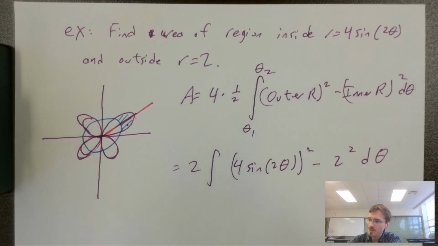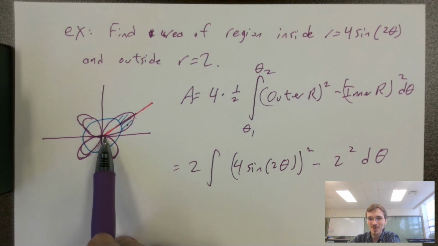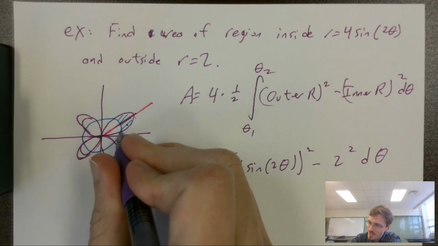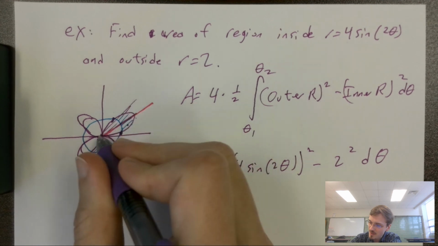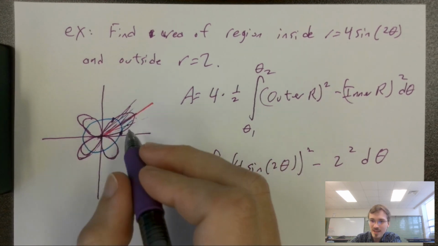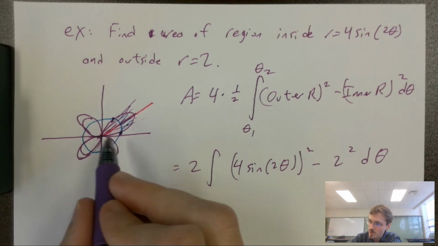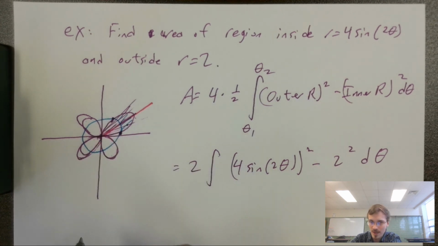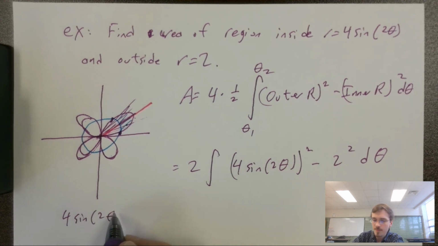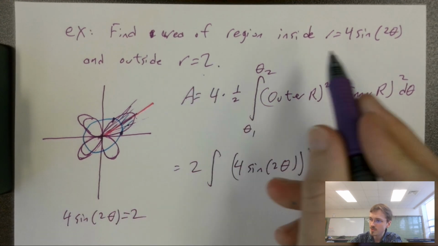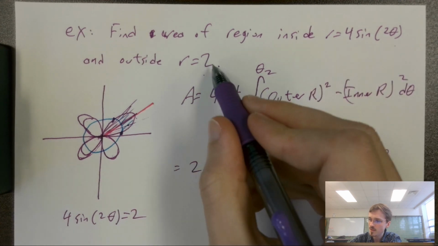Now all that we're left to do is find the values of theta 1 and theta 2. And unfortunately now we can't use the r equals 0 trick anymore. We really want to find the points of intersection, where this piercing is valid, where we pierce and we stay in the region that we're looking for. Outside of those points of intersection, we're no longer in the region that we care about. So we need to set 4 sine of 2 theta equal to 2, because these are the equations of the two curves.